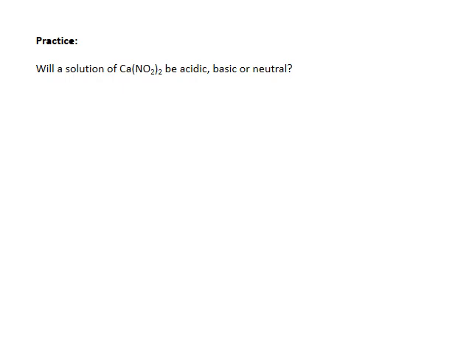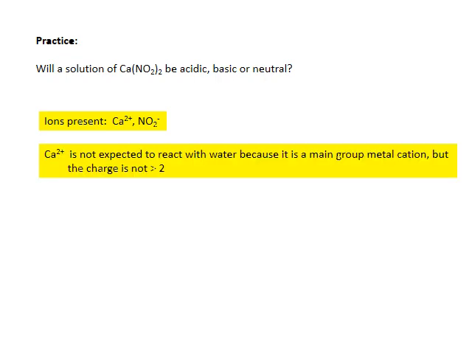Let's try an example. Will a solution of calcium nitrite be acidic, basic, or neutral? First, what ions will be present in the solution? Calcium nitrite will have calcium ions and nitrite ions. Is calcium expected to react with water? The calcium ion is a main group metal cation with a charge of +2. It's not expected to react with water because it's a main group metal cation, but the charge is not greater than 2.